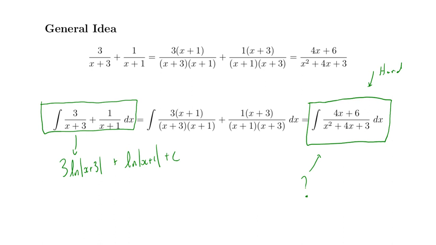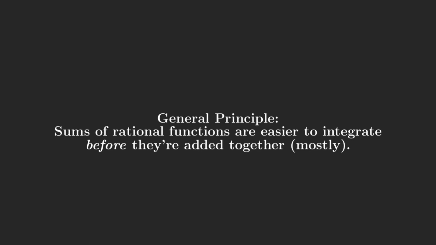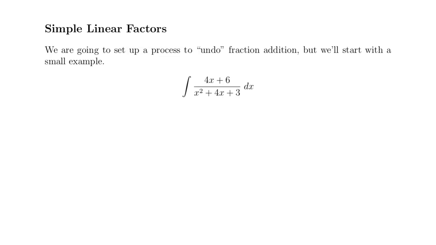So again, we can just kind of move forward here, and that's our general principle. Sums of rational functions are easier to integrate before we add things together, mostly. So if we have smaller, littler fractions, it's likely easier to have things written in that form, meaning if we can undo that addition, that'd be really, really nice for us. So we're going to start off with simple linear factors. That was this example that we have. We're going to set up a process to try and undo this fraction addition. We'll talk about what the simple linear factor means, but let's just start with this example.